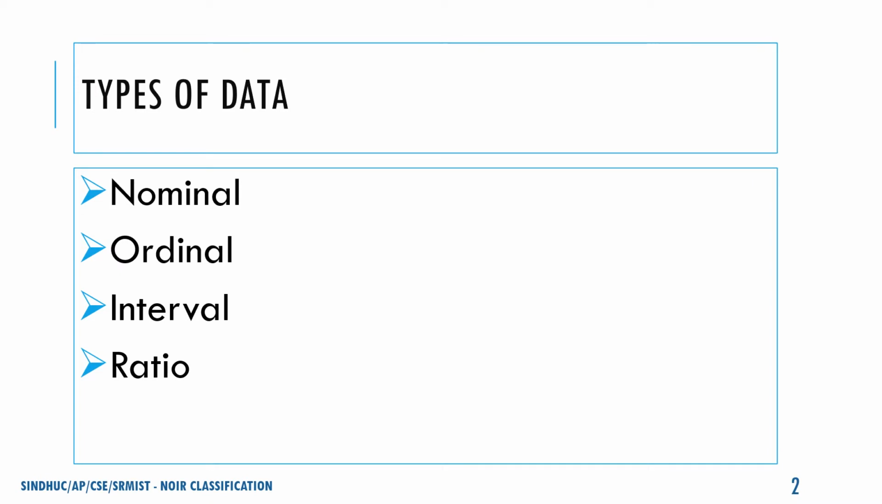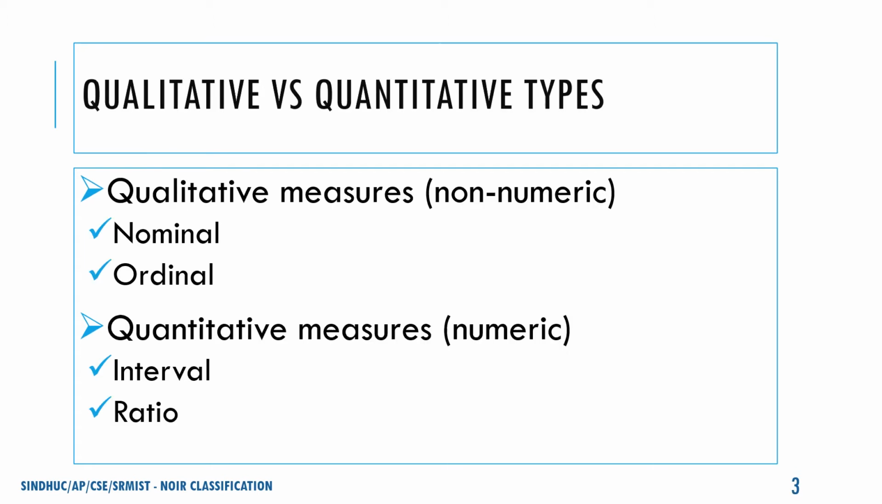So these are the four types of data: nominal, ordinal, interval, and ratio. Any data, even though it is measurable or non-measurable in terms of numbers, you can classify into these four types. When you cannot measure it in numbers, you can call it qualitative data. And when you can measure it in terms of numbers, you can call it quantitative data. So nominal and ordinal types of data can be called qualitatively measurable data. And interval and ratio kinds of data can be measured in terms of numbers.